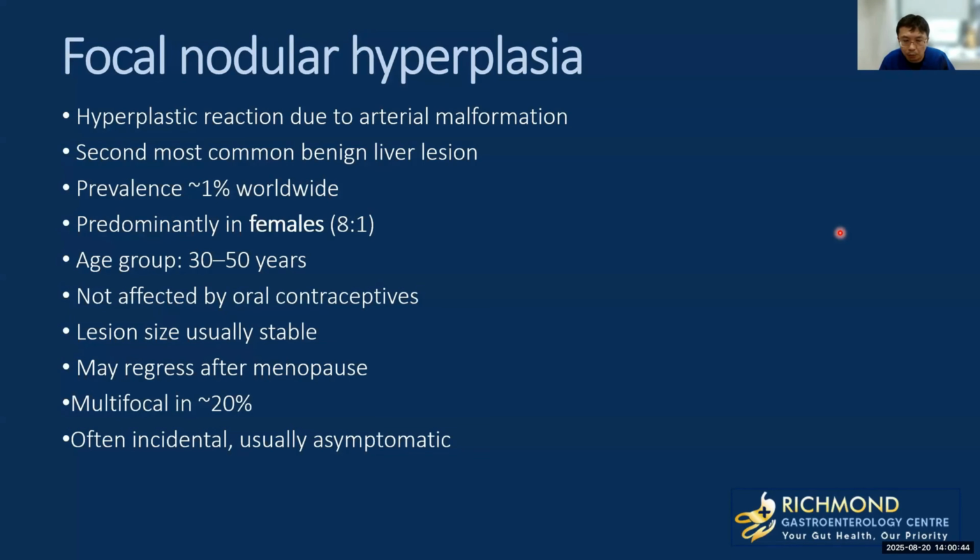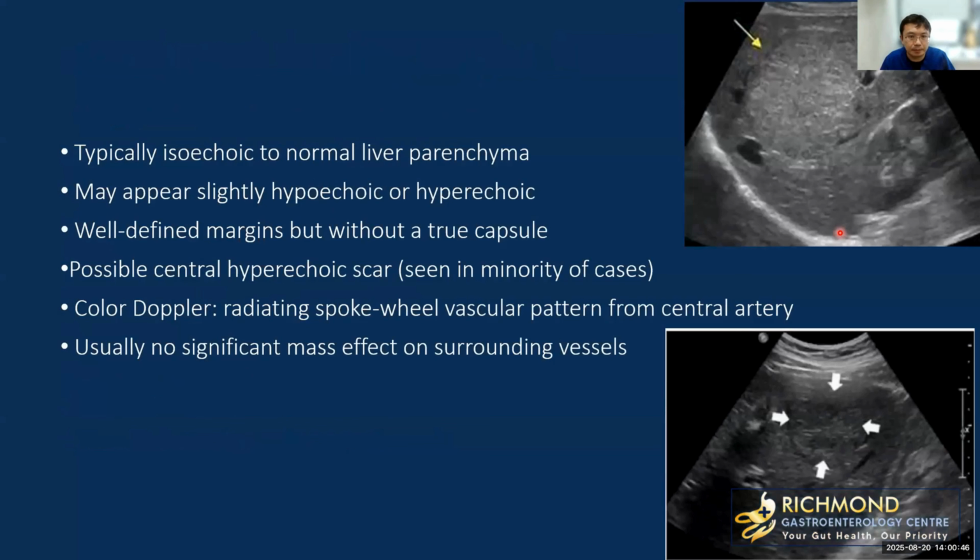Not commonly, it would be a multifocal lesion. So what does it look like? It usually looks isoechoic to the normal liver parenchyma. Sometimes can be hyper, sometimes can be hypoechoic. It doesn't have a true capsule, but you can kind of tell that as it compresses the surrounding structure that this is a well-defined margin. The color Doppler can also give you some suggestion. This is a focal nodular hyperplasia, FNH.